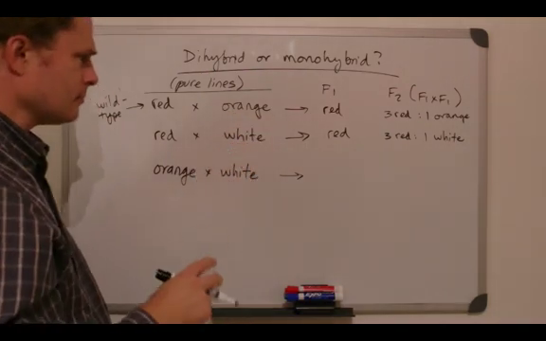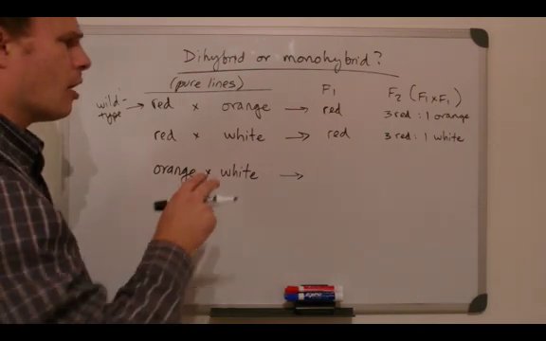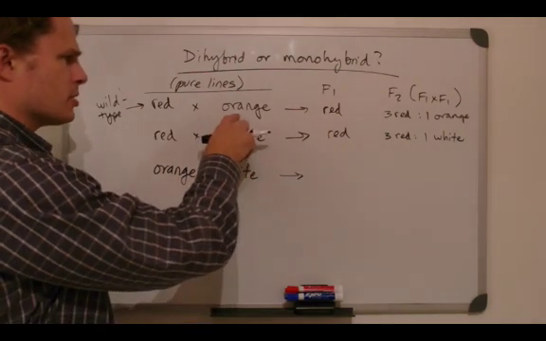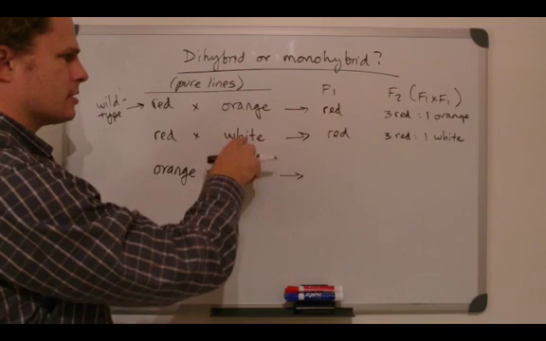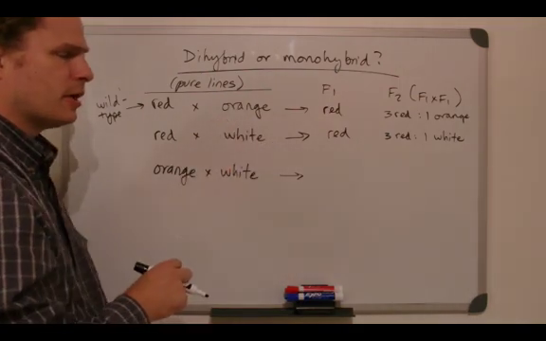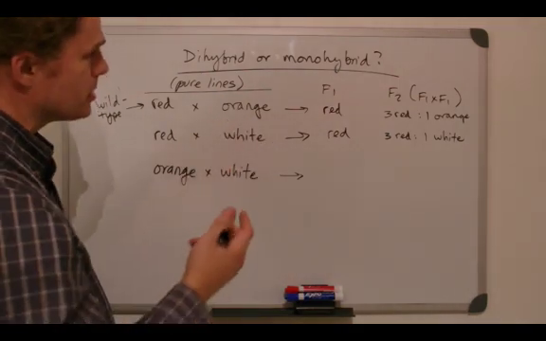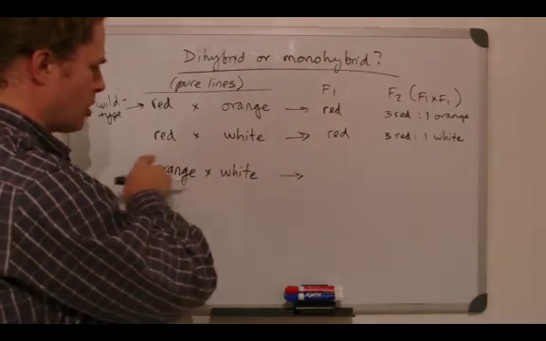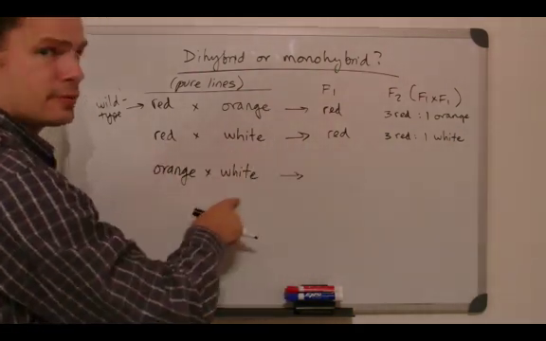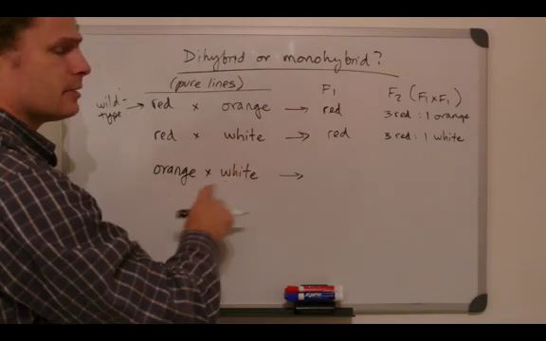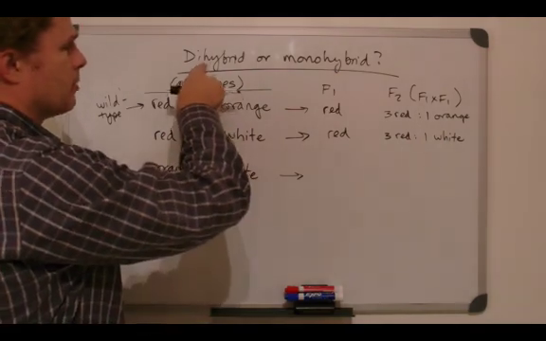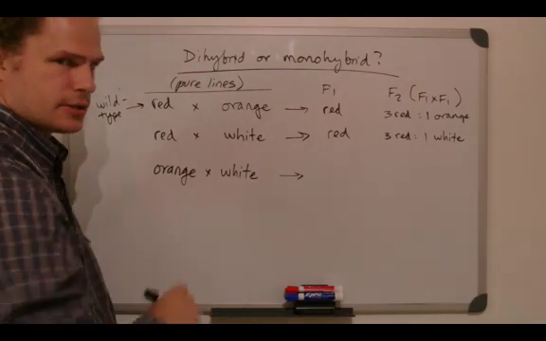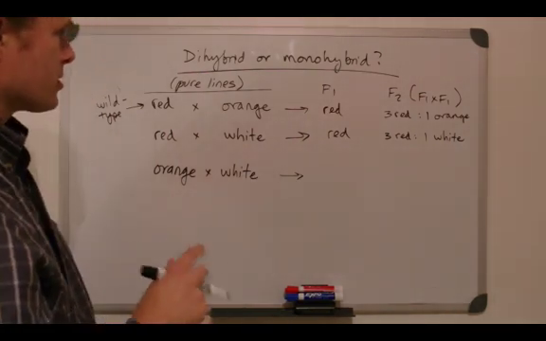Now the question is, are the mutations that underlie these phenotypes alleles of the same locus? I.e., is this a monohybrid cross when we cross the two of them together? Or are they alleles of different loci, in which case this is a dihybrid cross? So let's work this through.